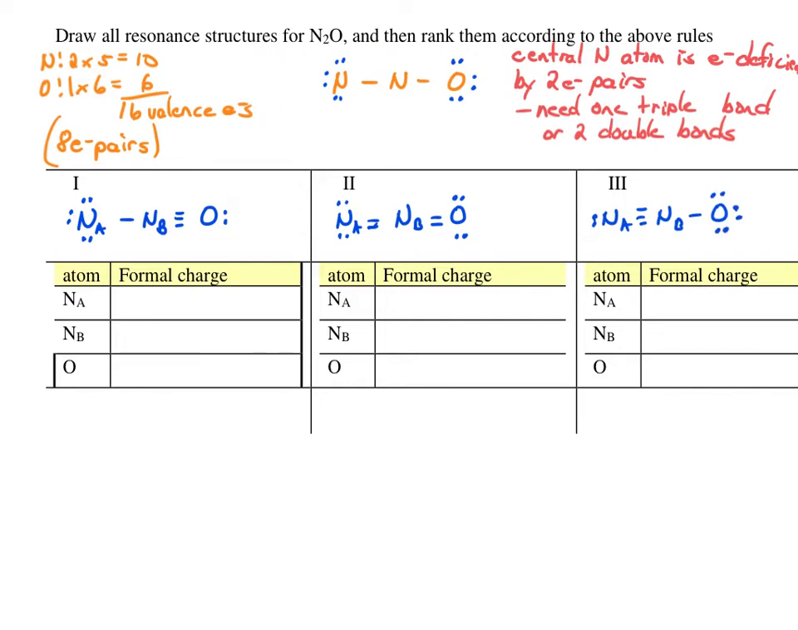We'll go ahead and write the formal charge of each atom within each compound. Again, the formal charge is going to be the group number minus the non-bonding electrons minus the bonds formed by that atom.